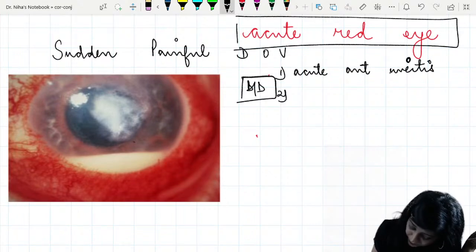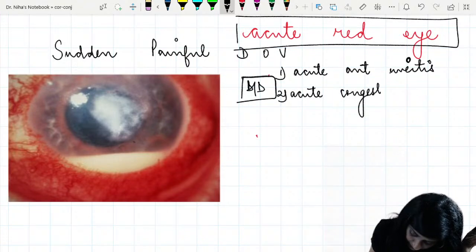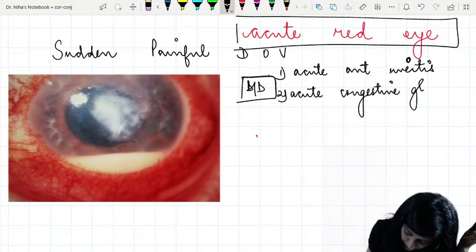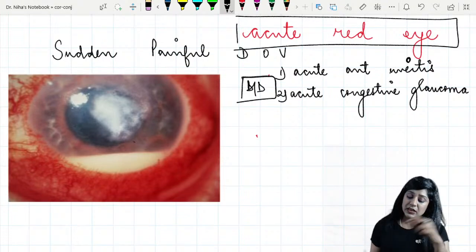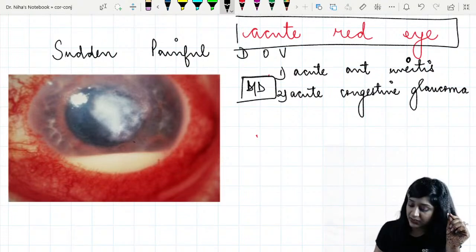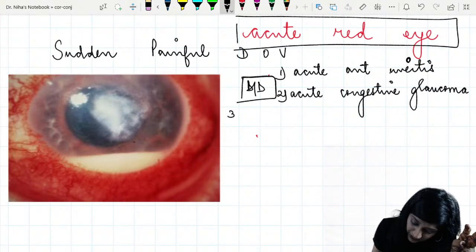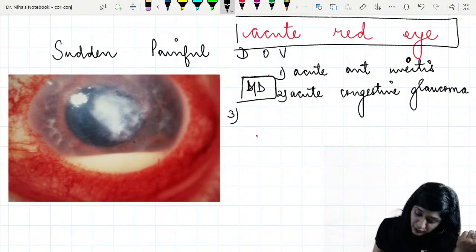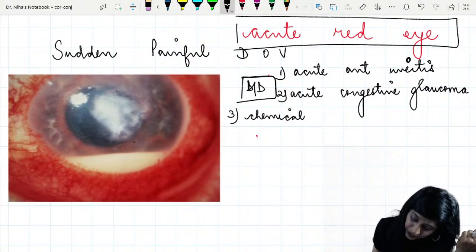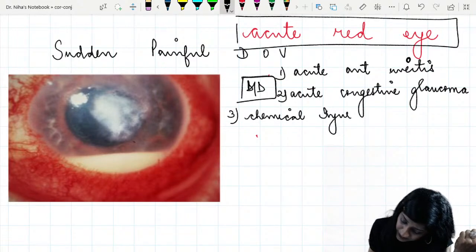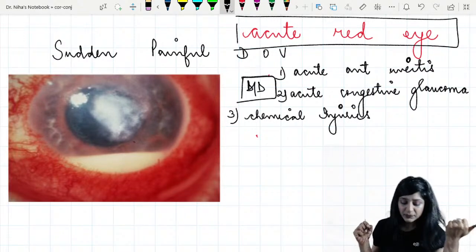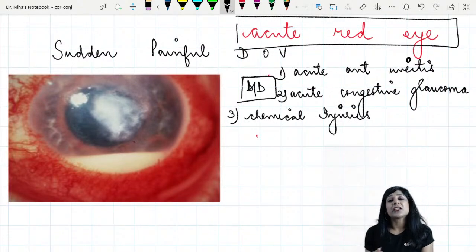I can also have acute congestive glaucoma. Can you see in the name itself, the word acute is written. It is acute anterior uveitis, acute congestive glaucoma, then acute bacterial keratitis. Of course, we can have the chemical injuries. Chemical injuries are also there. Besides that, what are the things you are having?